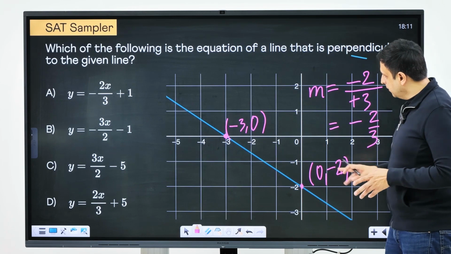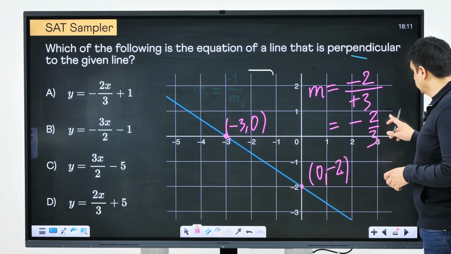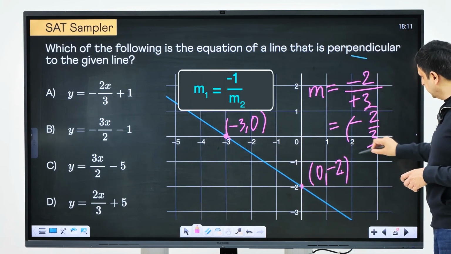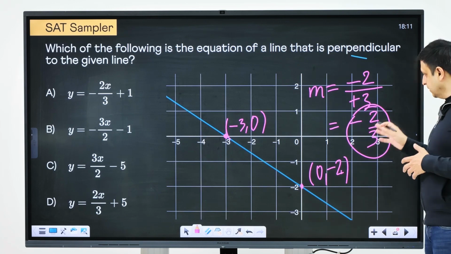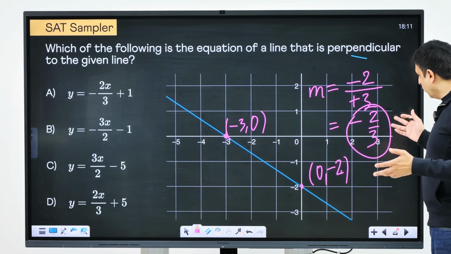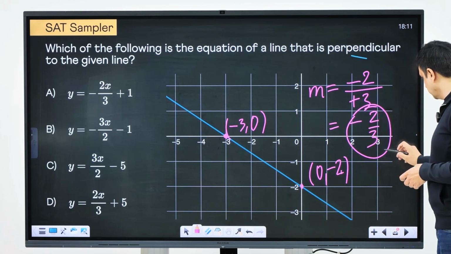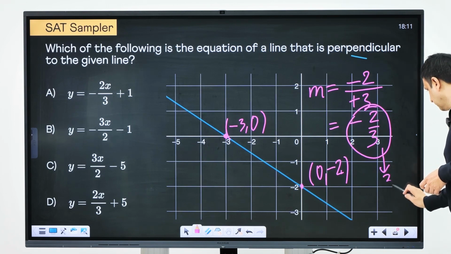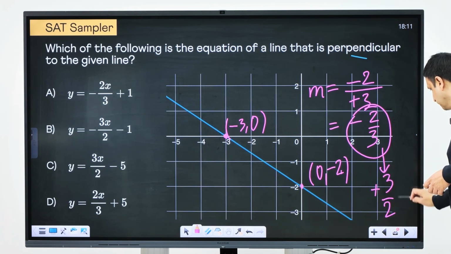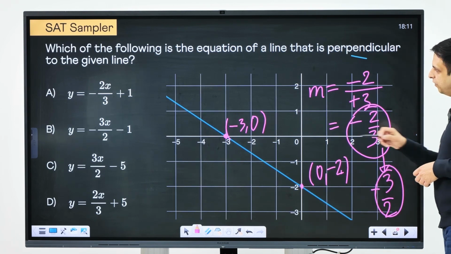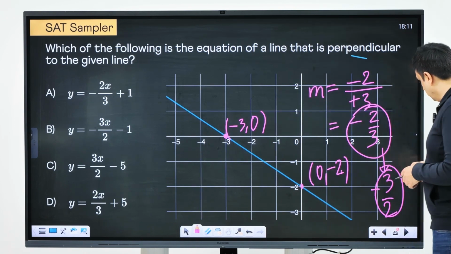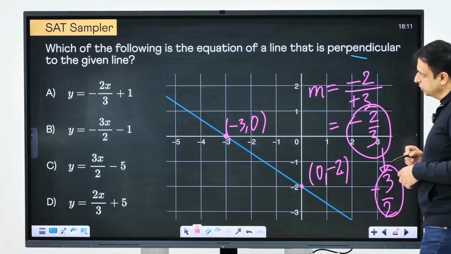The slope of a line perpendicular to this line should be the negative reciprocal of this slope. So what will the negative reciprocal be? This is negative 2 over 3, so its negative reciprocal will be positive 3 over 2. What we have to do is find a line from these four options which has a slope of 3 over 2. So let's see.